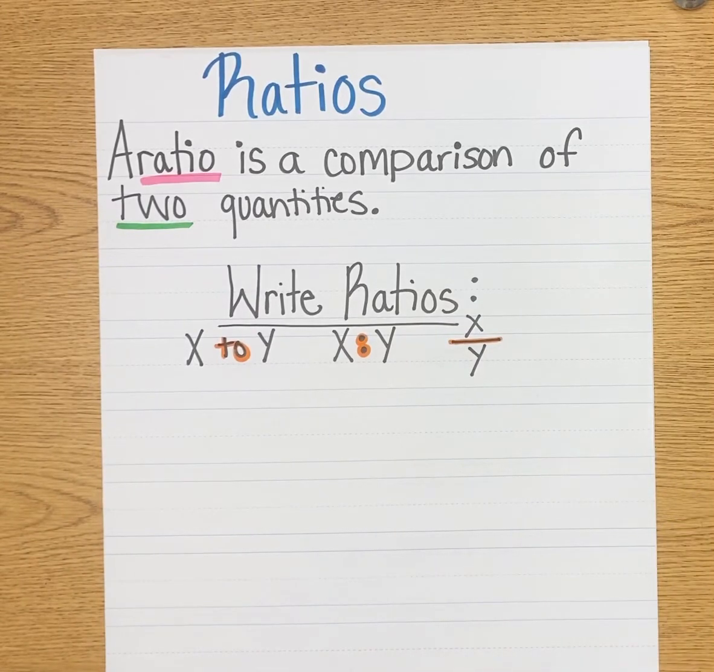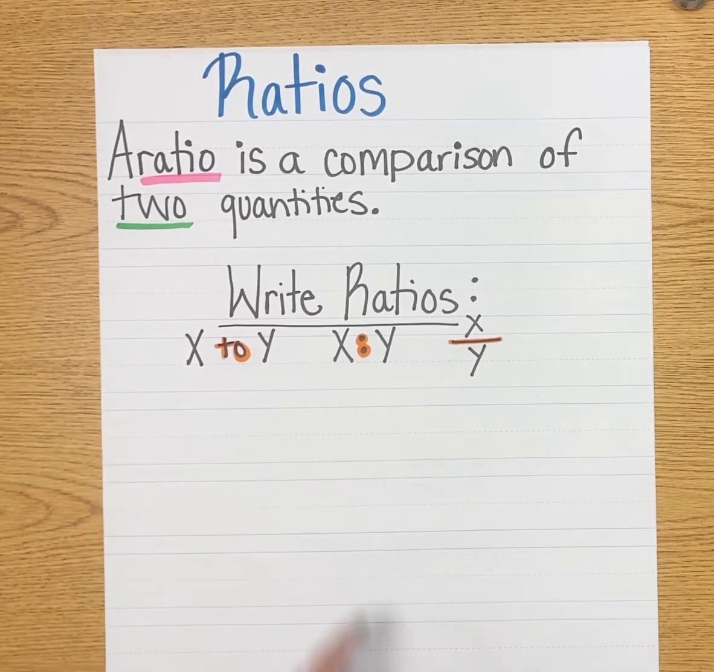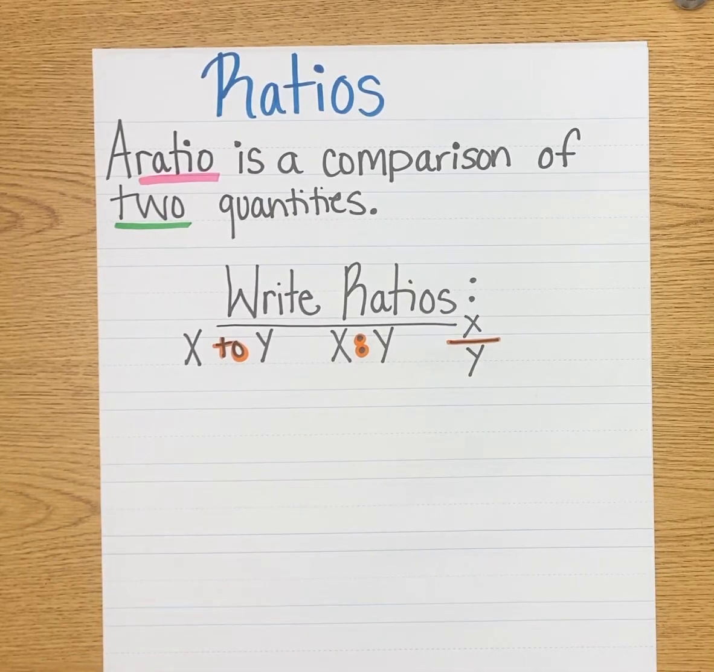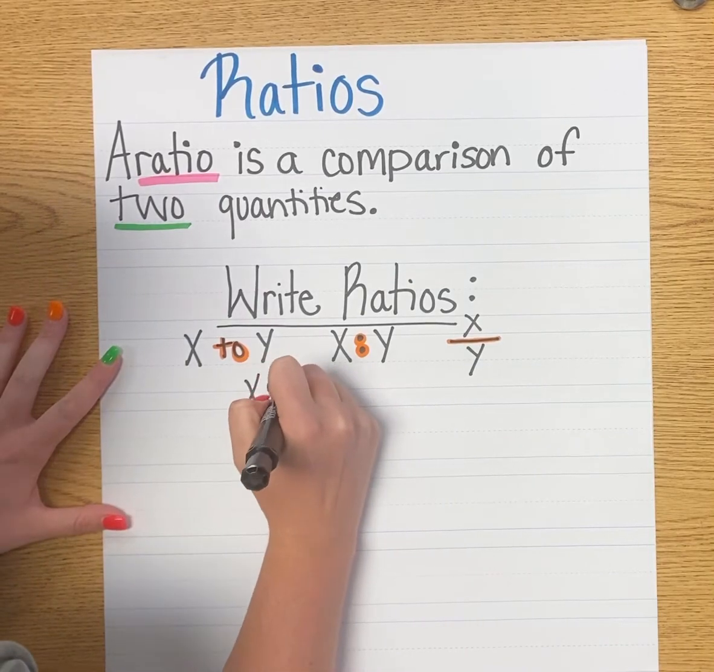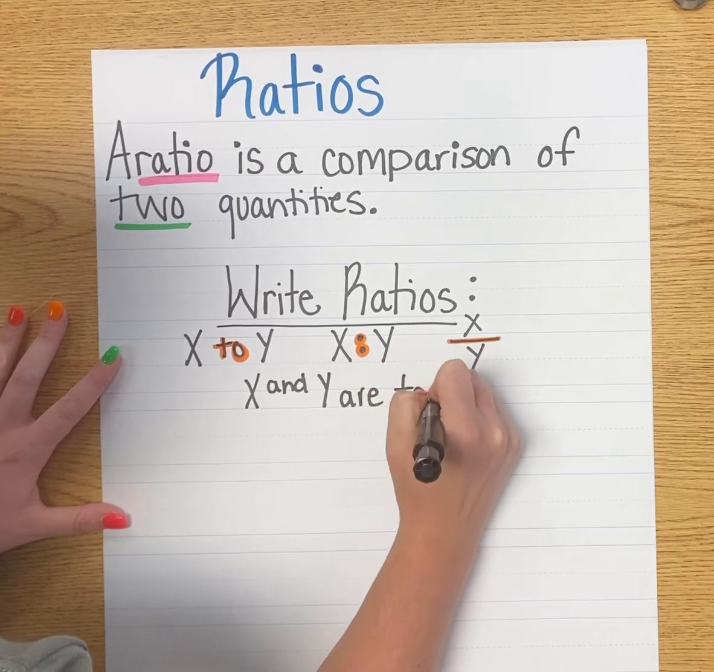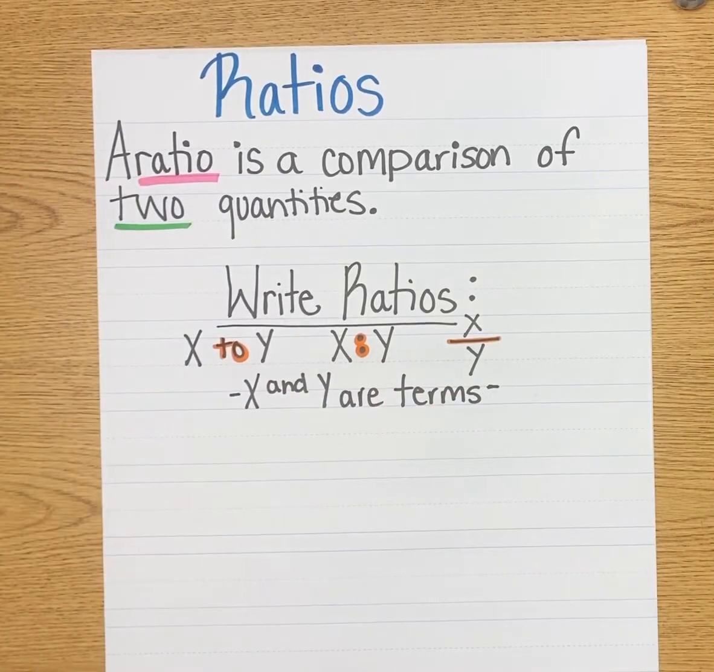X and Y are called terms. And all of these are read X to Y. X to Y, X to Y. Okay? X and Y are terms or numbers, okay? So X and Y are both quantities or numbers.